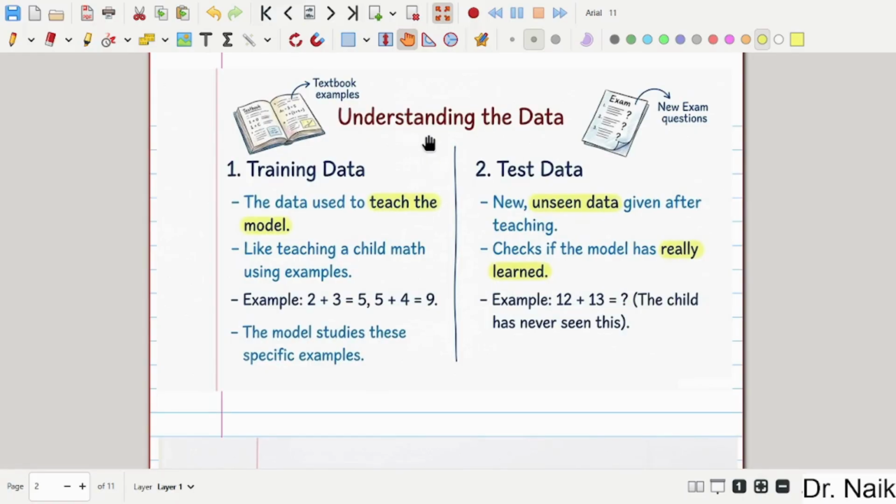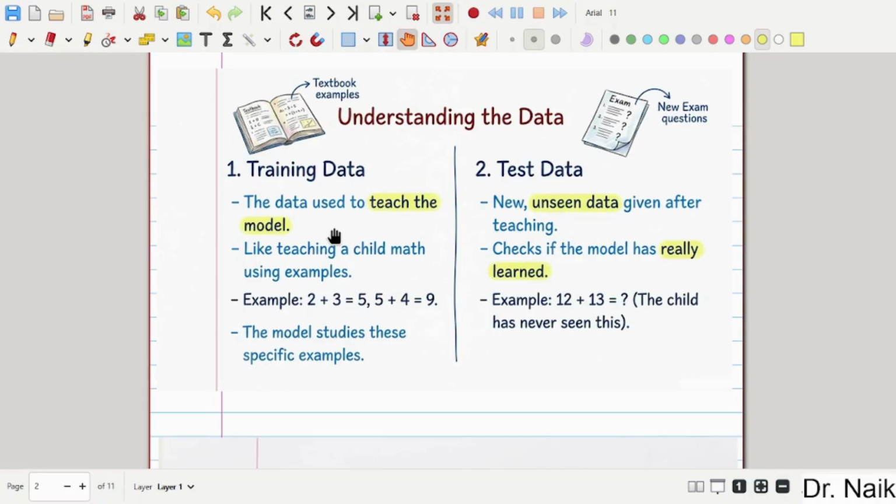Now the next question is, how does the model learn? It learns from the training data. Our training data contains the examples with the correct answer. For example, if we are predicting the house price, the training data contains the house details and the actual selling price. The model studies these examples and learns the relationship between the inputs and the outputs.